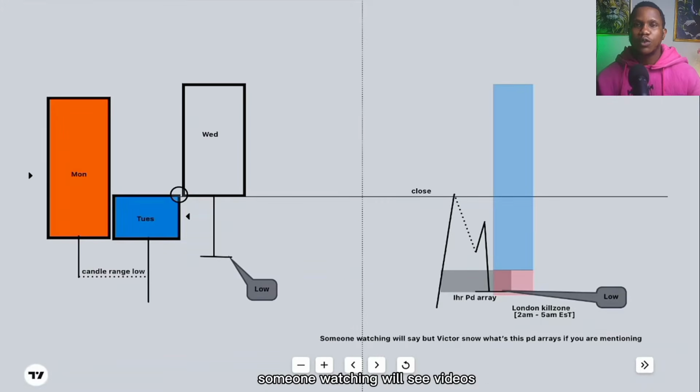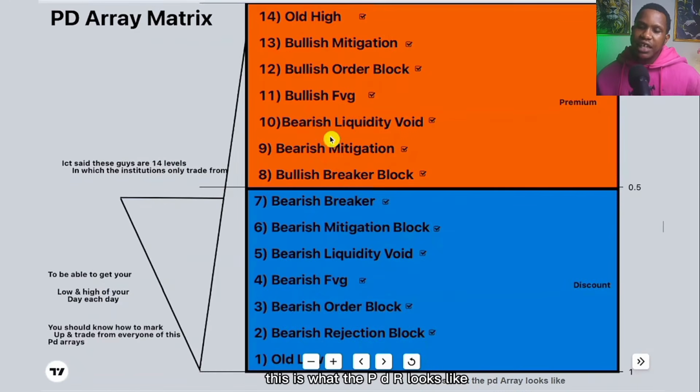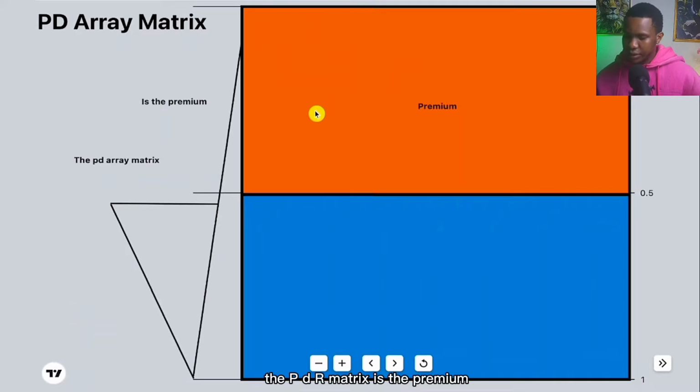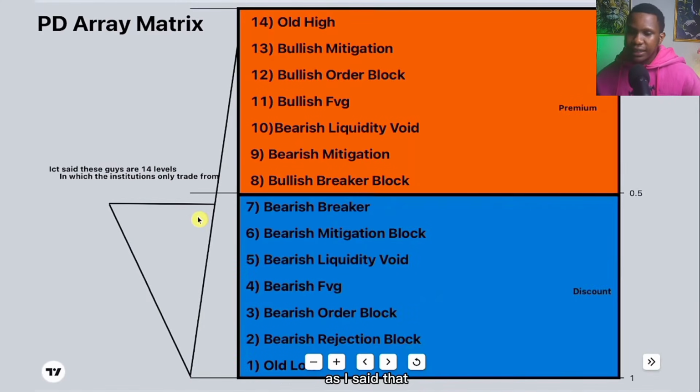Someone watching will see videos and ask, what is this PDRA you've been mentioning? This is what the PDRA looks like. PDRA matrix is the premium and discount array. These are 14 levels from which the institutions only trade in the market.